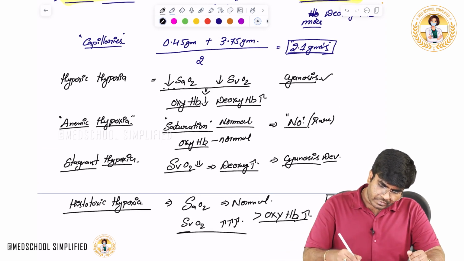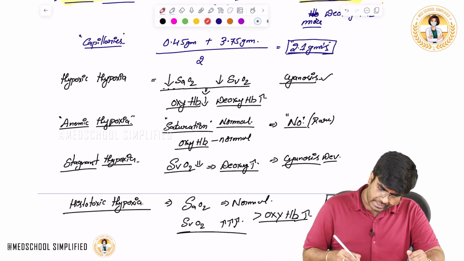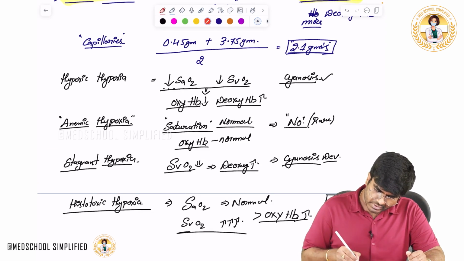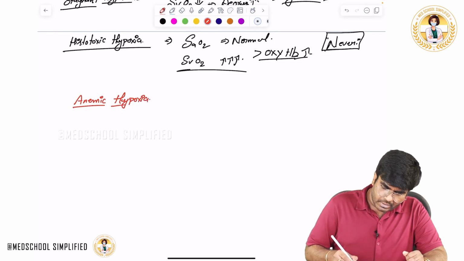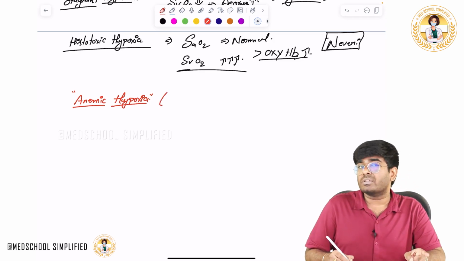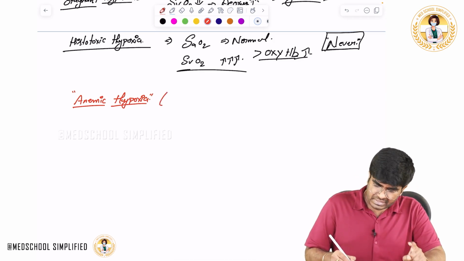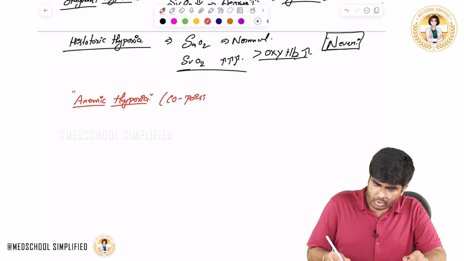One thing I want to add here is anemic hypoxia. Anemic hypoxia can also be because of carbon monoxide poisoning. Let me write here again: anemic hypoxia. You should tell me whether cyanosis is going to be there or not. This anemic hypoxia is not because of less hemoglobin. Now it is because of carbon monoxide poisoning.